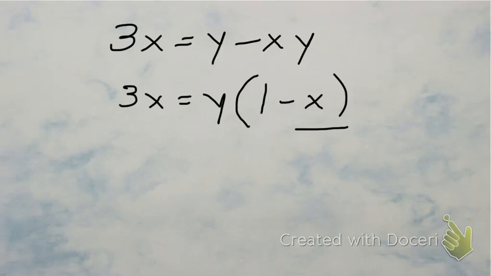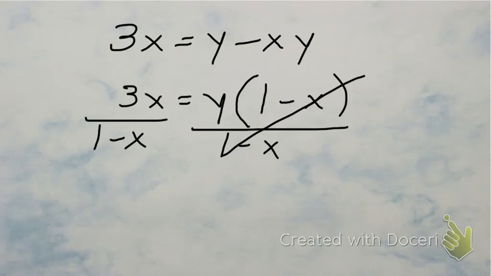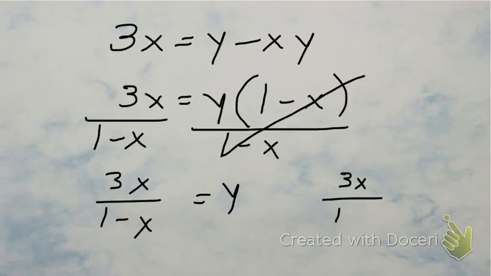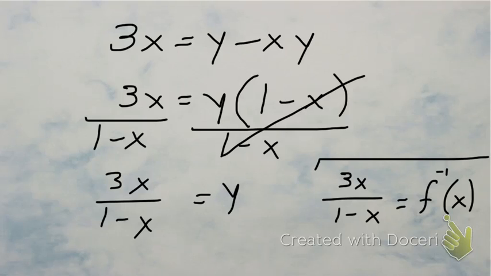We undo multiplication with the inverse, division. And at last, we do have y is equal to 3x over 1 minus x. That's good. We were looking for this. You could take it all the way if you want. You could take your final step, that final step being to replace y with f inverse of x. The equation of the inverse function.